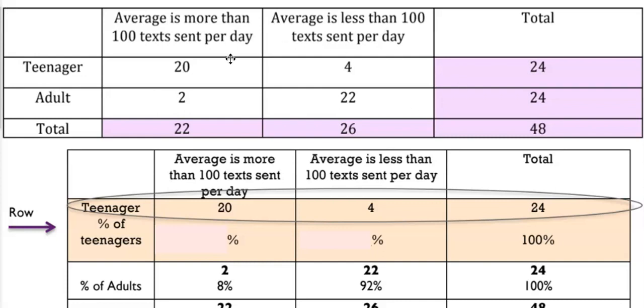So here is her data in her table. So she has 24 teenagers and 24 adults. Of those 24 teenagers, 20 of them send on average more than 100 texts per day, and 4 send on average less than 100 texts per day. For the adults, 2 of them on average send more than 100 texts per day, and 22 of the adults send on average less than 100 texts per day. So she has a total of 22 people from her survey that have an average of more than 100 texts per day, and 26 that have an average of less than 100 texts per day.